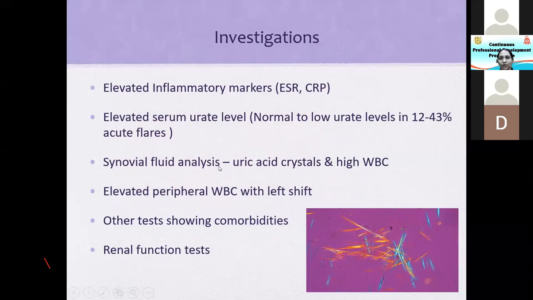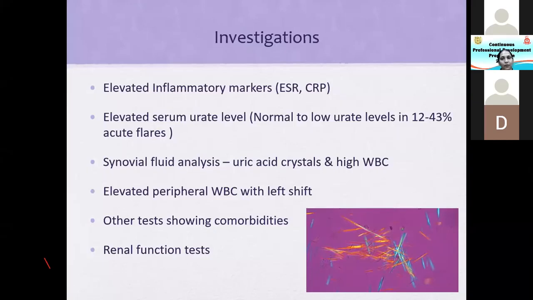It's very important, if you can, to get the synovial fluid analysis. Why? One thing is because you want to exclude a septic arthritis. You have to put in a needle, take the fluid, and analyze it, because you don't want to miss a septic arthritis. What are the abnormalities that you see in the synovial fluid? Uric acid crystals, ideally seen under the polarized microscope as negatively birefringent needle-shaped crystals. These would be the crystals that you see, and the WBC would be high in the synovial fluid.